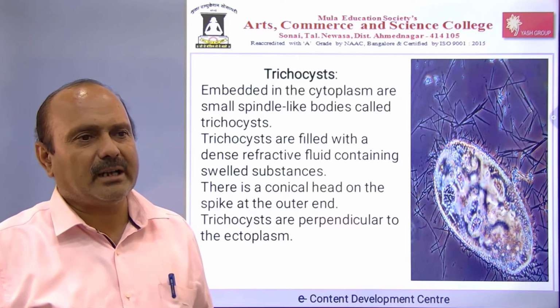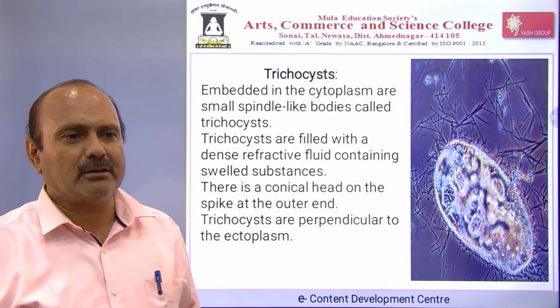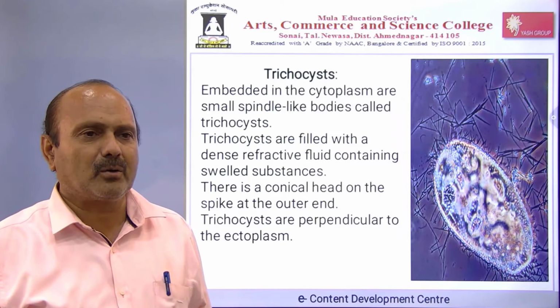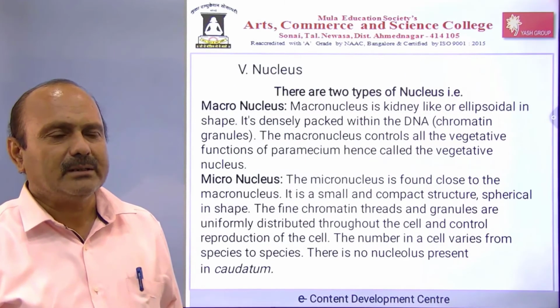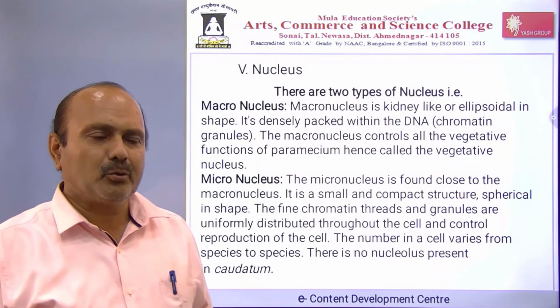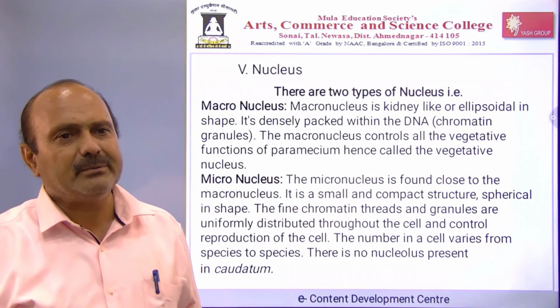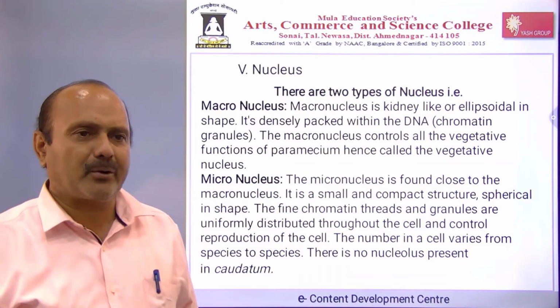These trichocysts are directly inserted into the body of the animals which try to attack the paramecium, and hence trichocyst plays a very important role in protection in the case of paramecium. There is one important part, the nucleus, which is located at the center. In the case of paramecium, there are two types of nuclei, micronucleus and macronucleus.